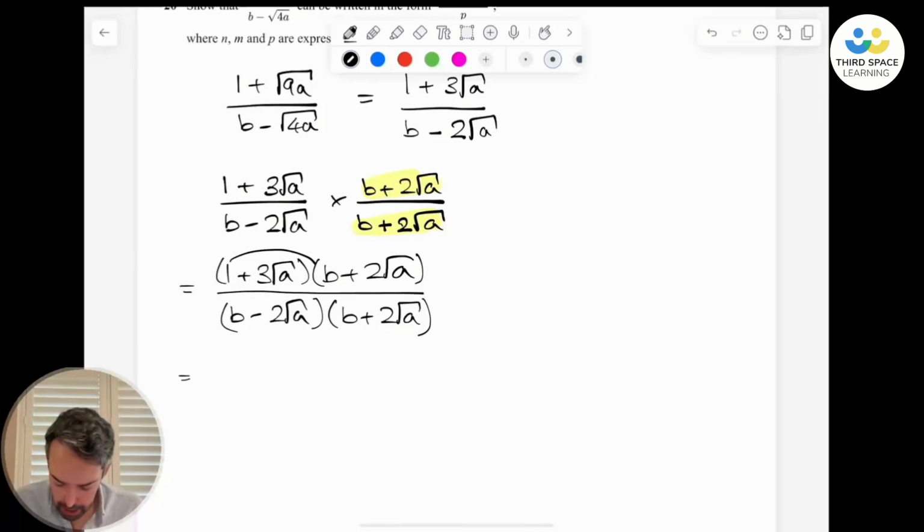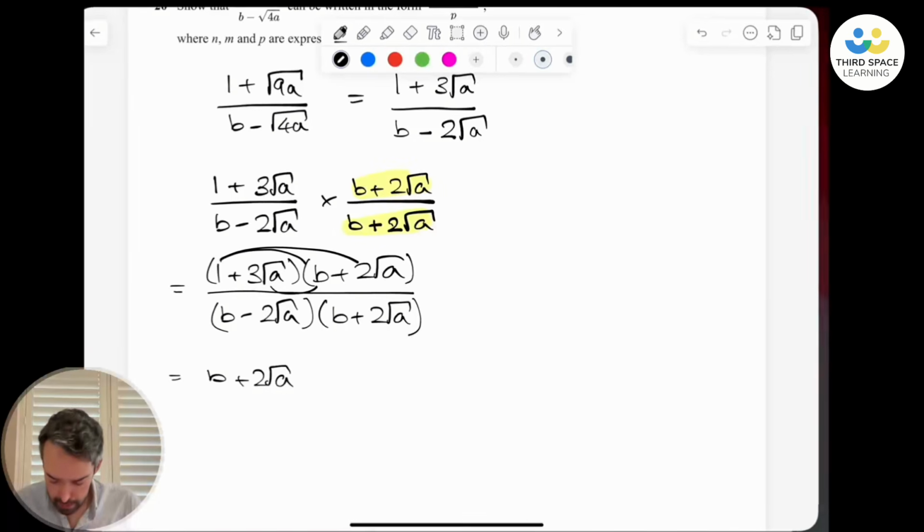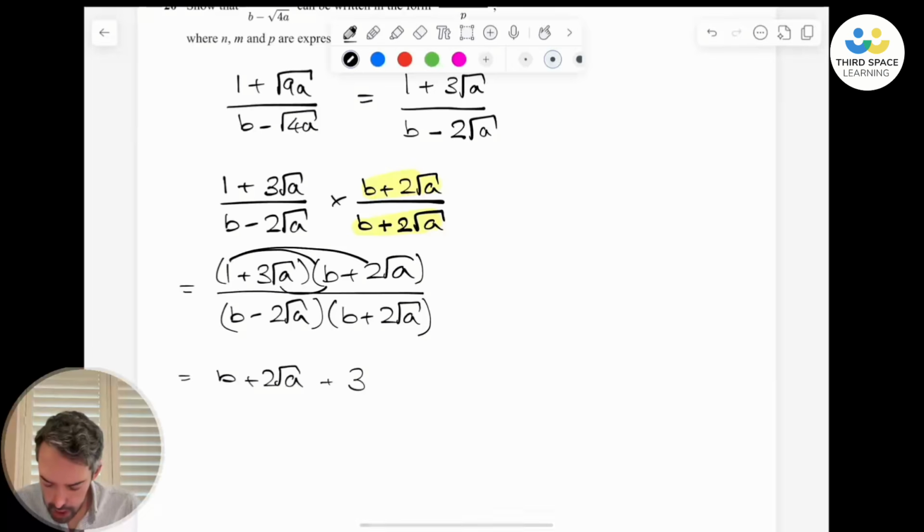So 1 times b is b. 1 multiplied by 2√a is plus 2√a. 3√a times b is going to be 3b√a. Be very careful of the order there. 3√a times 2√a, well 3 times 2 is 6, and √a times √a is just a.